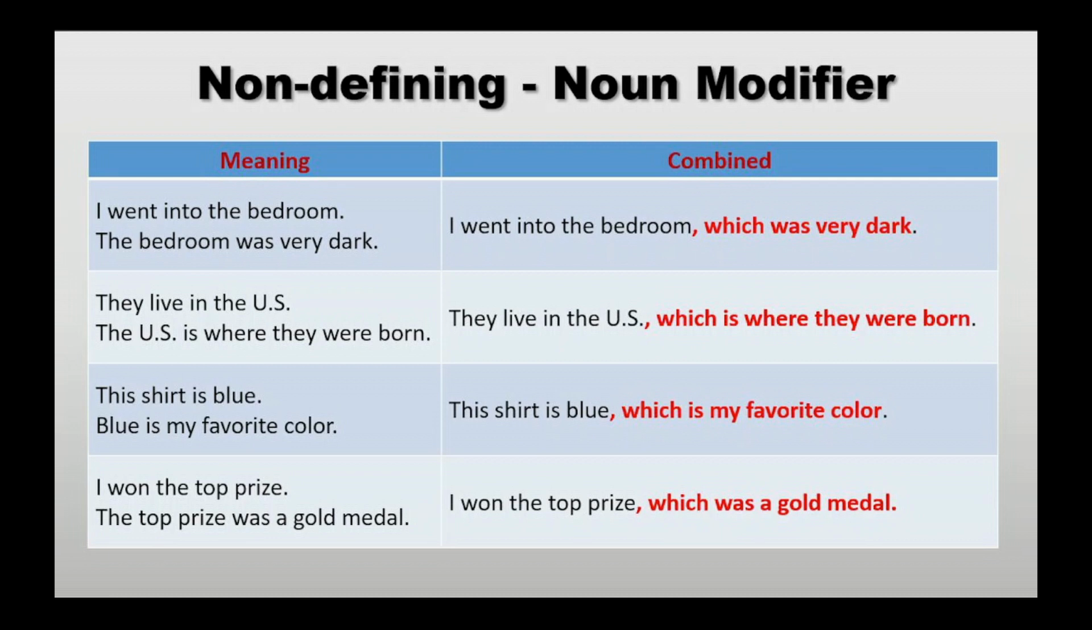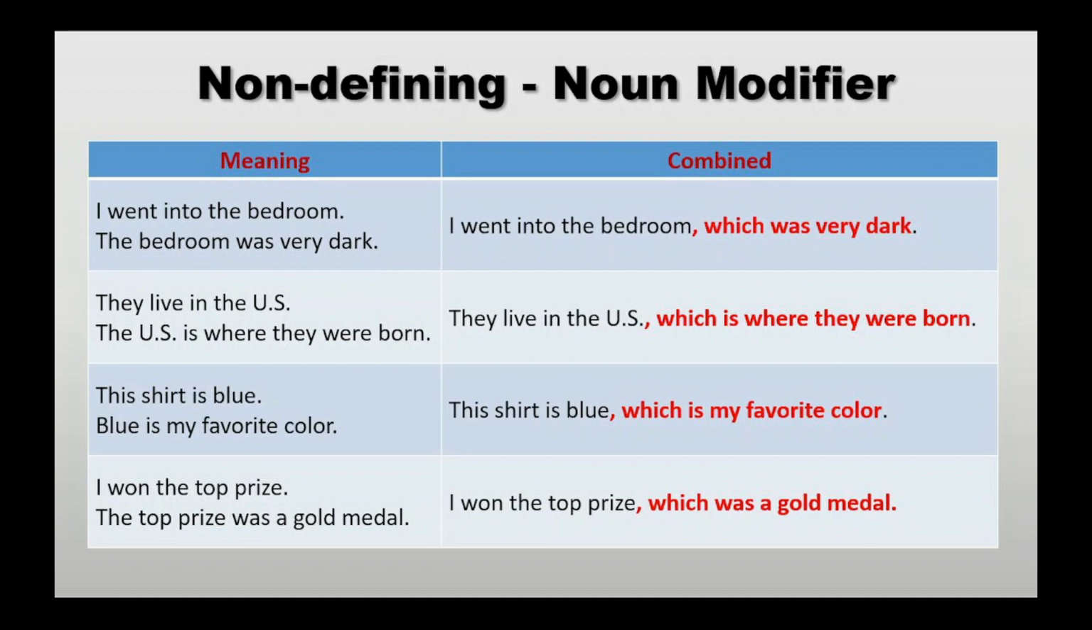Okay? Look at the next set of sentences. This shirt is blue. Blue is my favorite color. Together, this shirt is blue, which is my favorite color. Once again, the final sentence, I won the top prize. The top prize was a gold medal. I won the top prize, which was a gold medal.